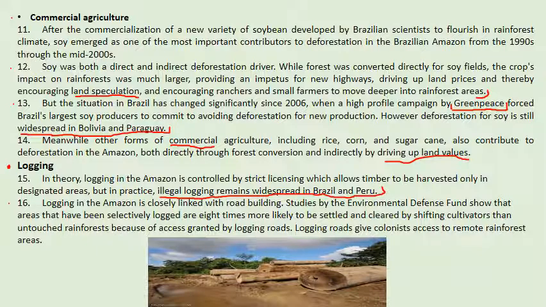Logging in the Amazon is closely linked with road building. Studies by the Environmental Defense Fund show that areas that have been selectively logged are 8 times more likely to be settled and cleared by shifting cultivators than untouched rainforest because of access granted by logging roads. Logging roads give colonists or settlers, people who settle in the Amazon, access to remote rainforest areas. So logging is not only destroying the trees, it is also giving access to those people who want to settle there to areas which were once inaccessible because it's opening up roads.